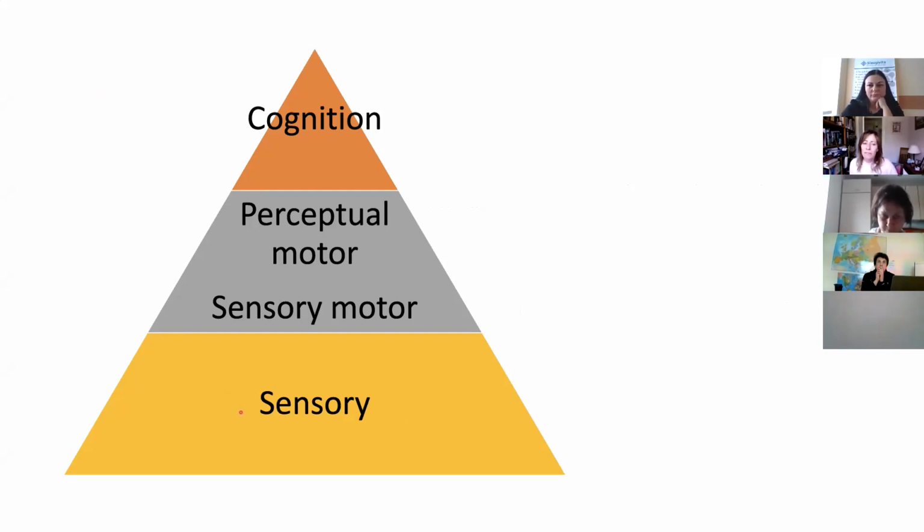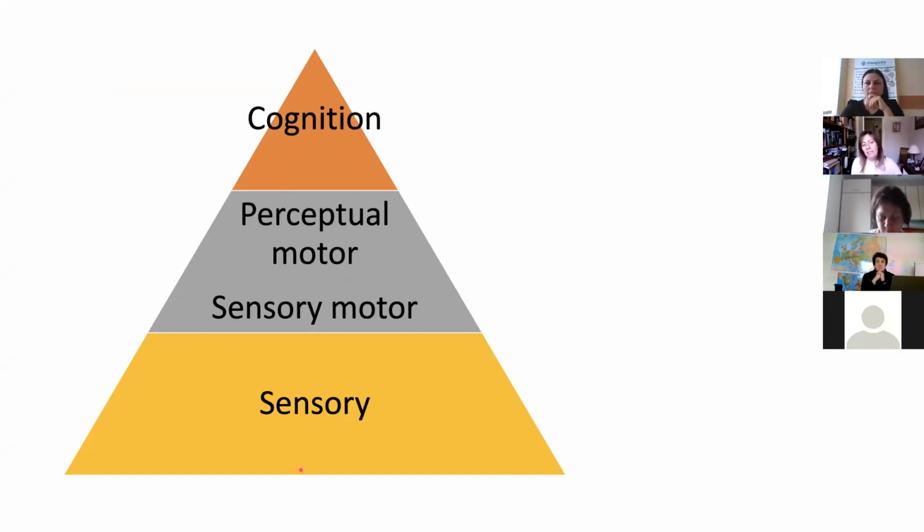We build on those sensory systems until the child starts to explore their environment, and then they're starting to get a perceptual concept of where they are in the world. And as a result of that exploration, they start to form judgments about their world, and that is cognition. So that's a normal trajectory that we would expect of a healthy young infant.